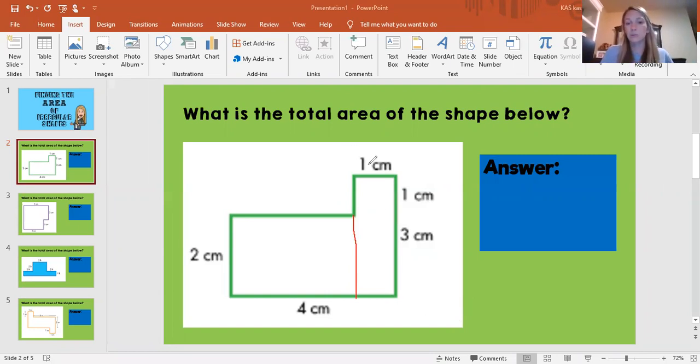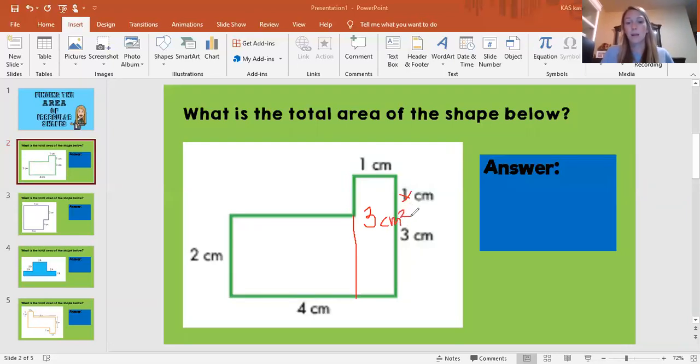Because now I don't want to multiply 1 times 1 anymore because this side is more than 1. So I wouldn't need this number this time. So I would do 1 times 3. 1 times 3 is 3. We're talking about square centimeters.